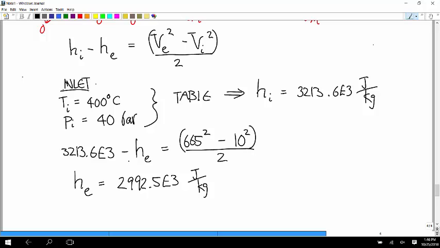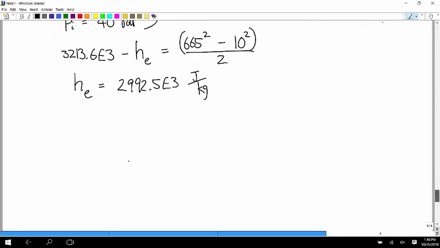And now how can we use that to calculate the area at the exit? How are we going to do that? Well, we know that m dot, which is given as 2 kilograms per second, is equal to the area at the exit times the speed at the exit divided by the specific volume at the exit.